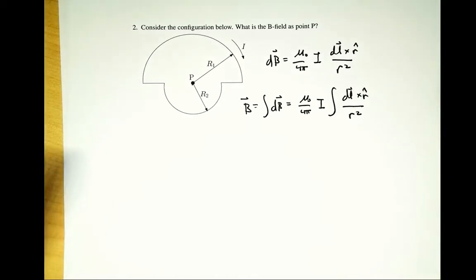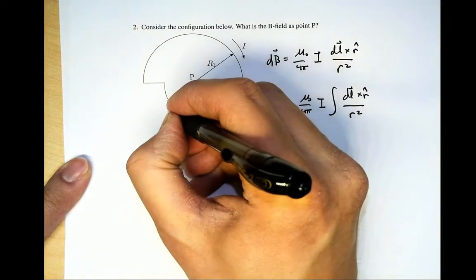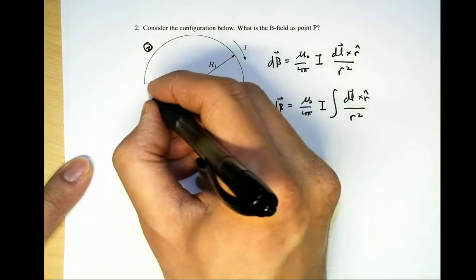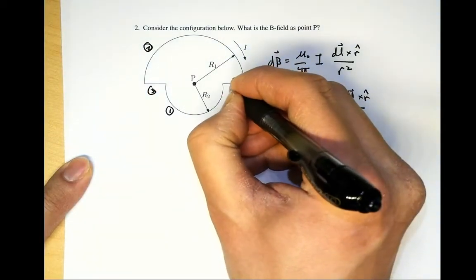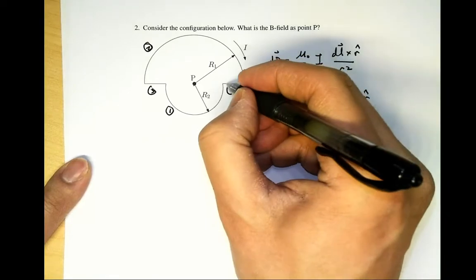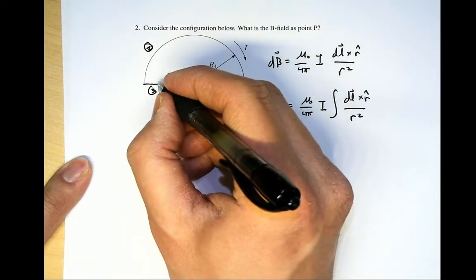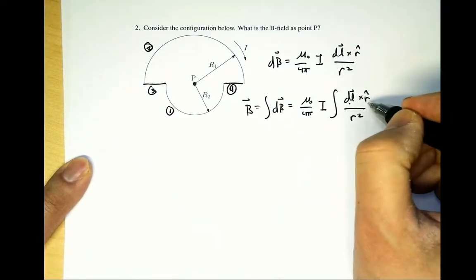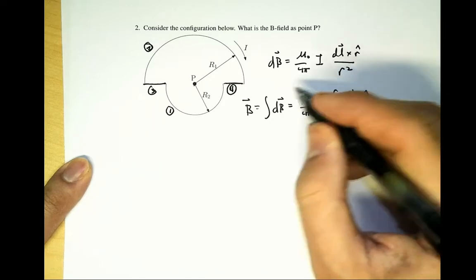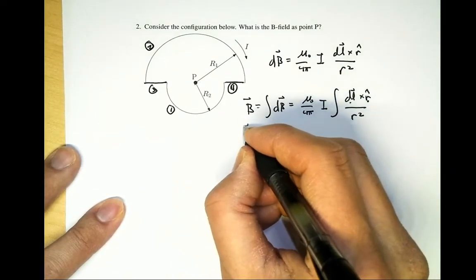So there are two segments here, two semicircles. I'll label this segment 1 and this one segment 2. And there are two straight segments, number 3 and number 4. Now, if you looked at the previous video, you know that along these straight segments, dl will be parallel or anti-parallel to r, and so those segments will be 0. But more broadly, we can write it like this.